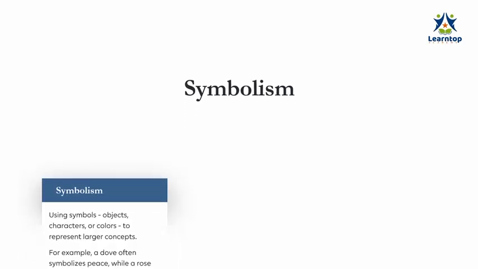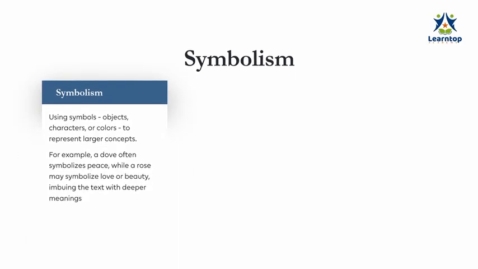Symbolism is used when objects, characters, or even colors are used to represent bigger ideas. For example, a dove symbolizes peace, while a rose may symbolize love or beauty. By using such symbols, writers add hidden layers of meanings to their texts.